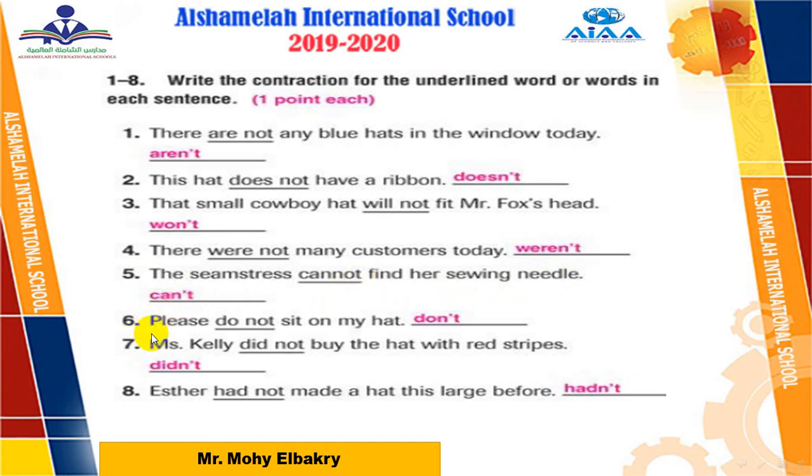Number six, please do not sit on my hat. Do not, don't. Excellent. Number seven, Miss Kelly did not buy the hat with red stripes. So did not will be didn't. Number eight, Esther had not made a hat this large before. Had not will be hadn't.